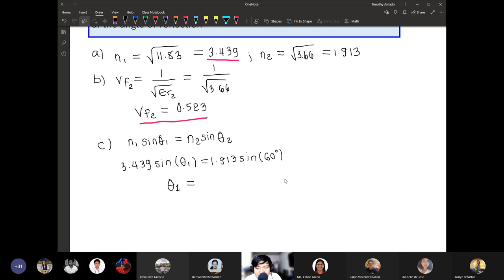Okay, so we have 26. Oh, but mali na naman yung kay ano? Baka anong nangyayari sa calculator mo, Dexter? Puro mali yung sagot mo. 28 point? Okay, 28.8 degrees. Alright?